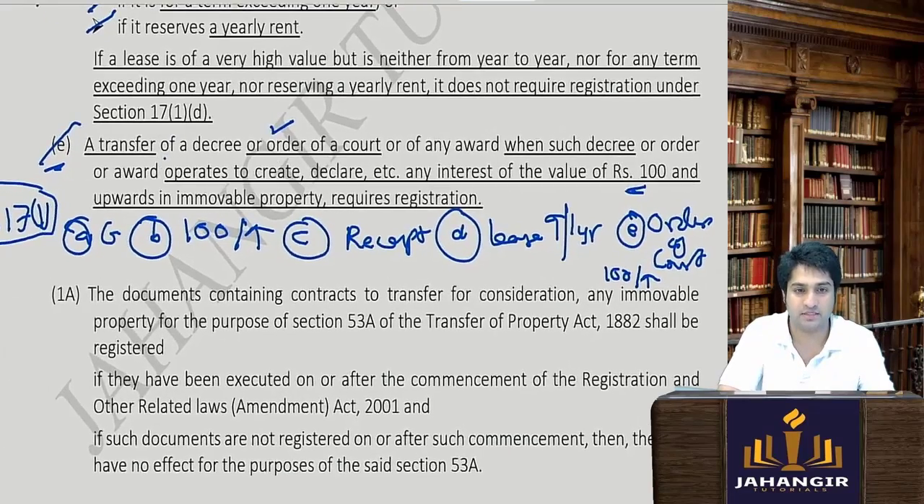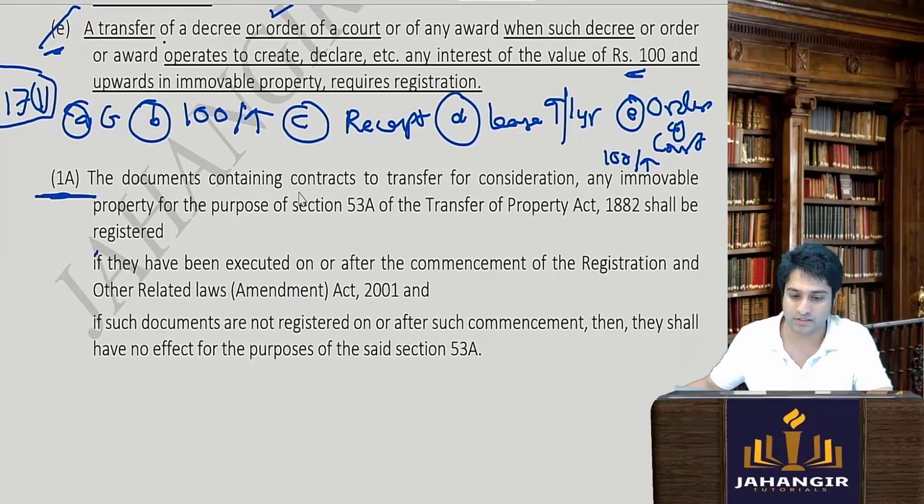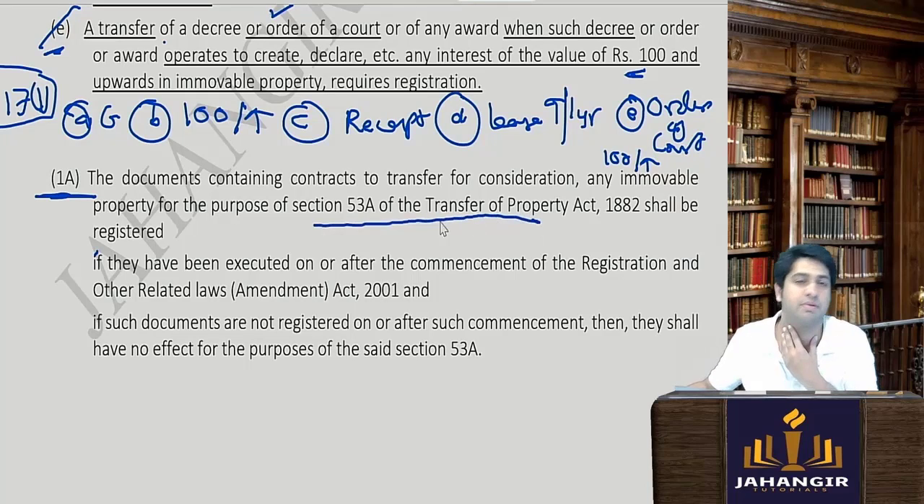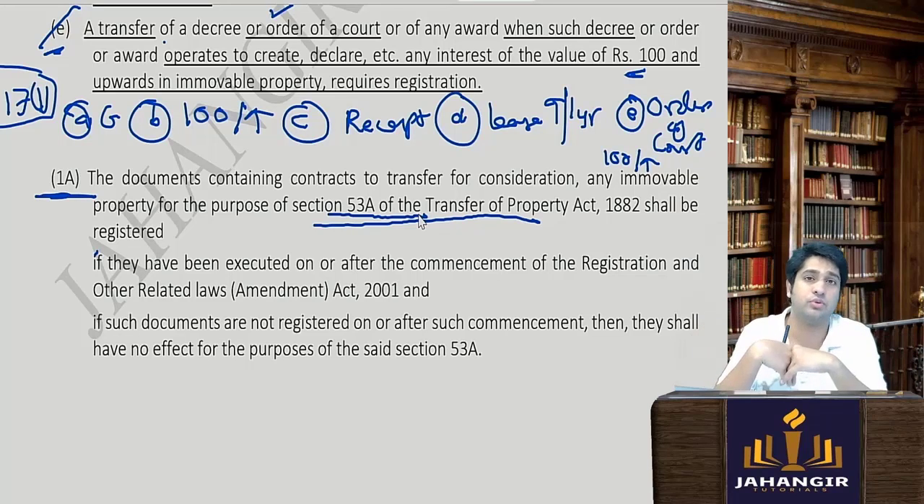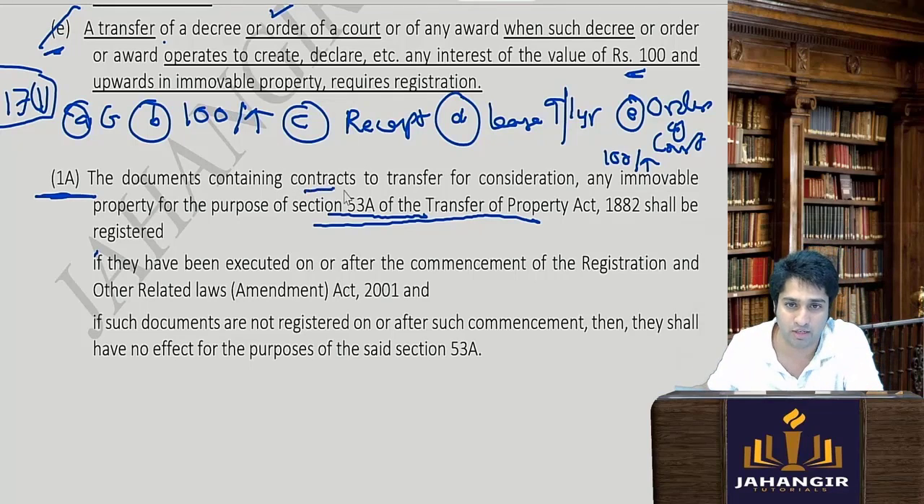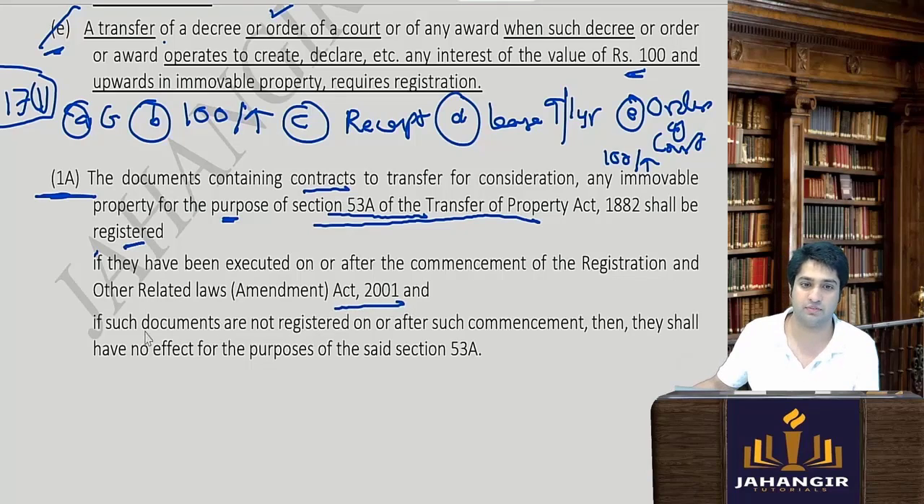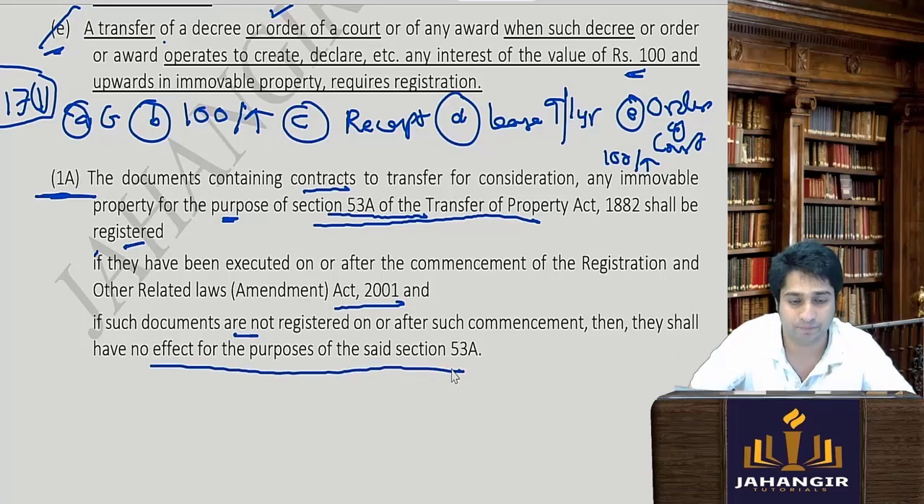Now coming to your Section 17 sub-section 1A. The documents containing, now it is very simple, in the Transfer of Property Act there will be the doctrine of part performance, Section 53A of the TOPA Act 1882. Those documents also require compulsory registration. So if I have made an agreement with you and I am giving you possession, that document also should be registered. The document which contains a contract to transfer for consideration any immovable property for the purpose of Section 53A shall be registered if executed after 2001, and if such a document is not registered, it shall have no effect for the purpose of the said Section 53A. You will come to know 53A in TOPA, it is about part performance.